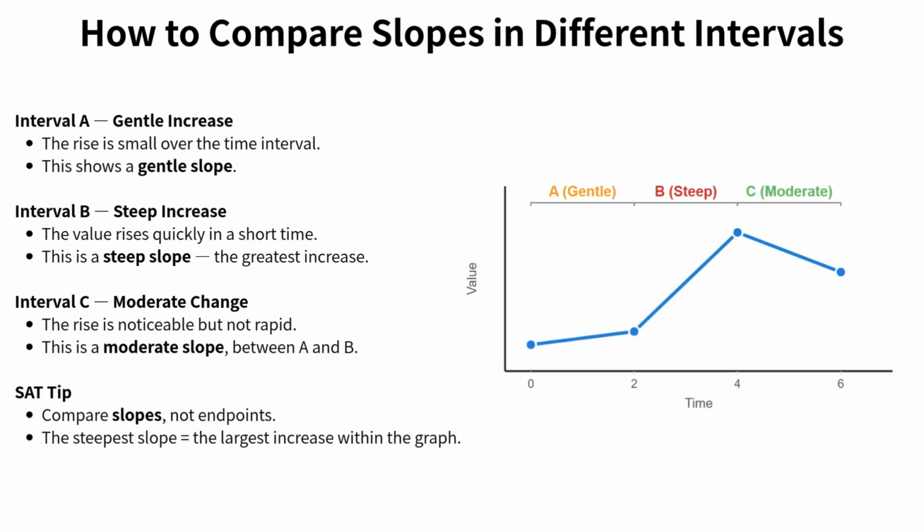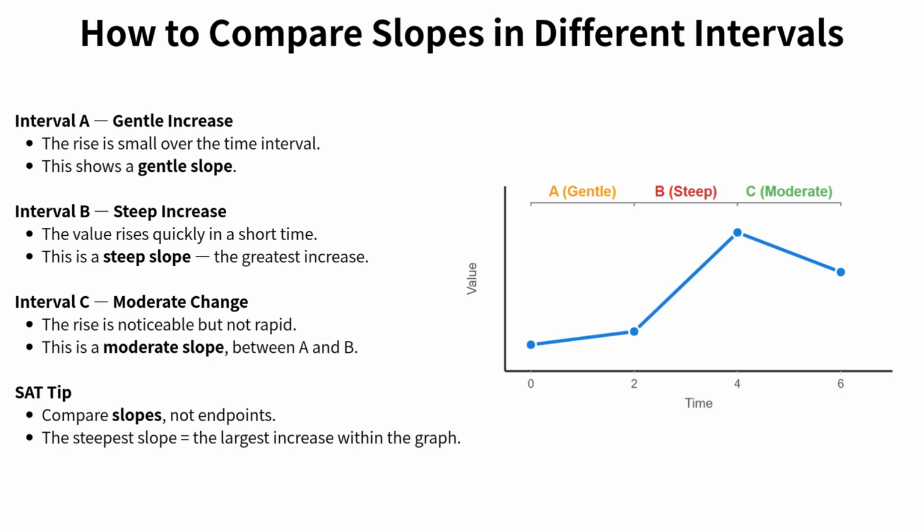Here's how to compare slopes across different intervals of a line graph. An interval shows how much the line rises or falls during a specific segment of time. Let's start with interval A here. The graph shows a small upward movement. Because the change is gradual, we call this a gentle slope. Nothing dramatic is happening, and the rise is slow.